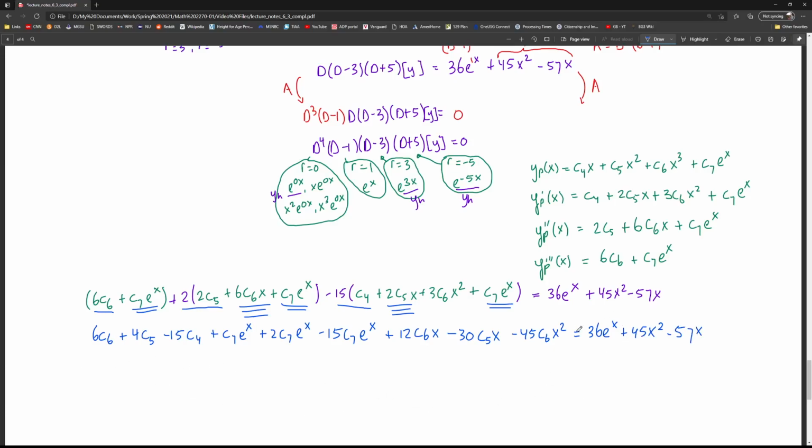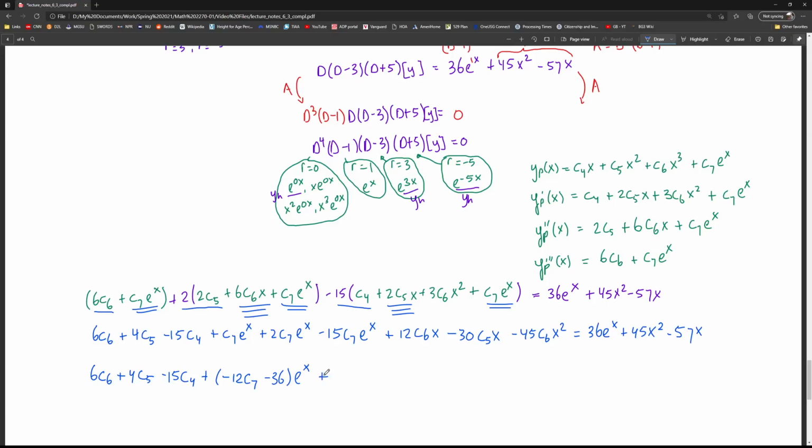Okay, let's rearrange that a little bit here. So we have 6c6 plus 4c5 minus 15c4, and then 1c7 plus 2c7 gives us 3c7 minus 15 is plus negative 12c7, and then we bring the 36 to the other side, minus 36 times e to the power x.